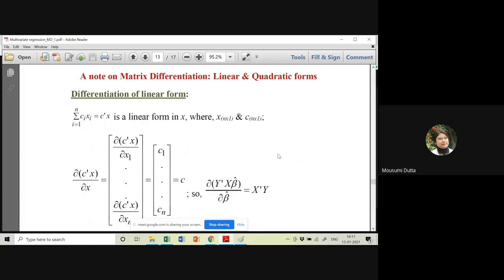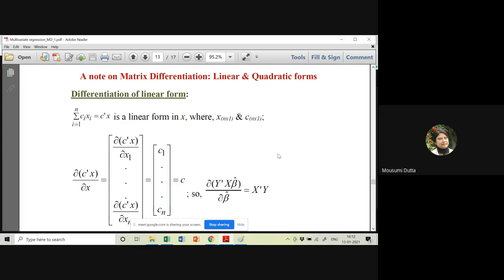The first, differentiation of linear form. So I'm considering any linear form given by, say, summation ci xi, i running from 1 to n. So summation ci xi indicates c1 x1 plus c2 x2 plus up to cn xn. I hope you are understanding this is a linear construct.